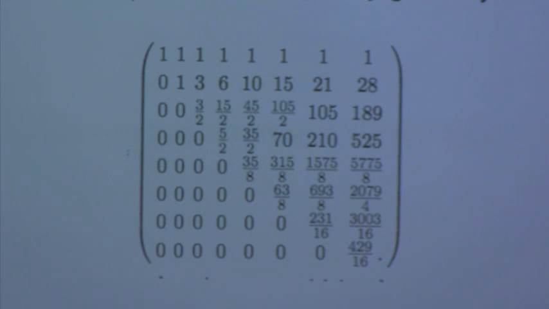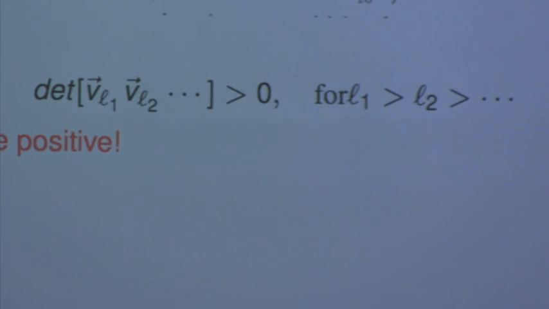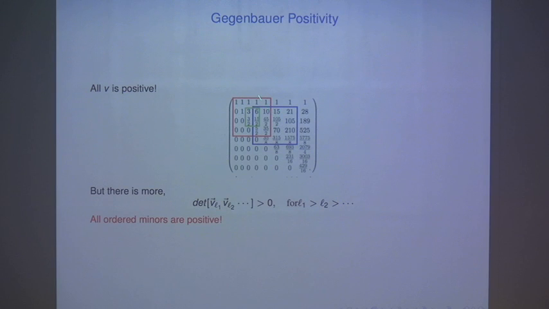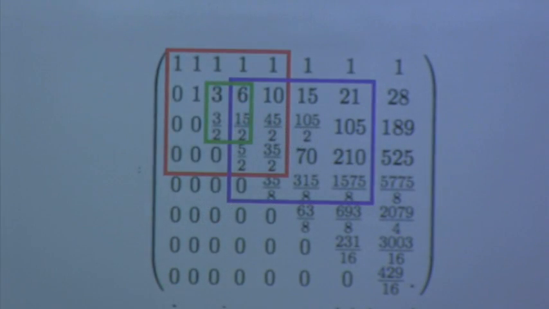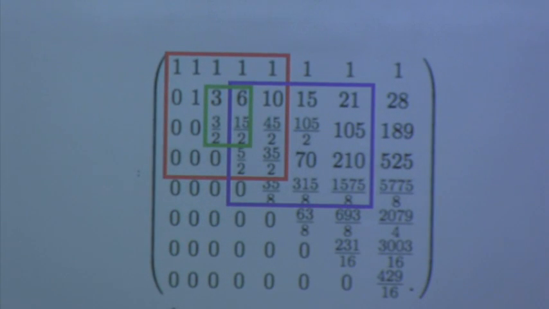And in fact, this is a fact that was already known in the 60s. This is also true for general Gegenbauers in any dimension. But the statement is that there's more positivity than this. If you take this matrix and take any ordered minors, n by n minors, and compute the determinant, you'll realize that it's always a positive number.